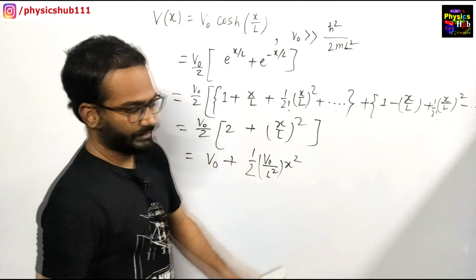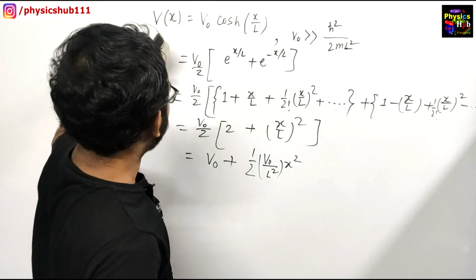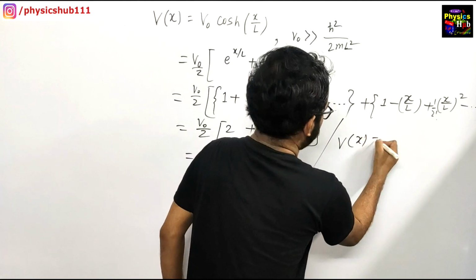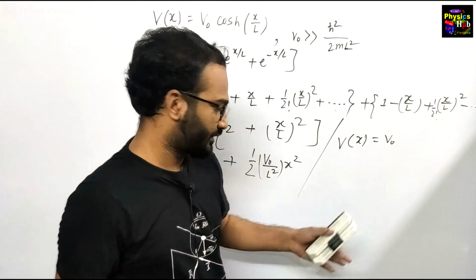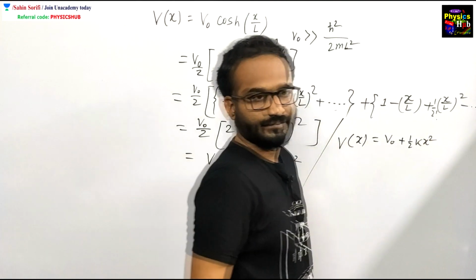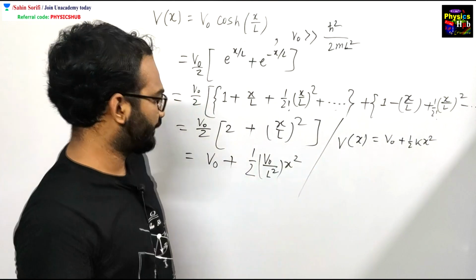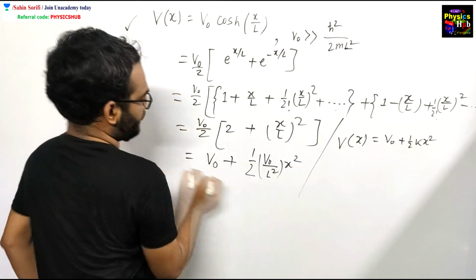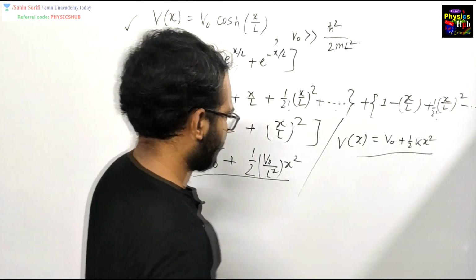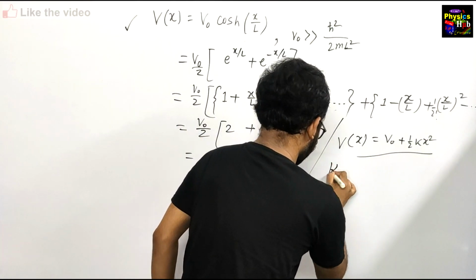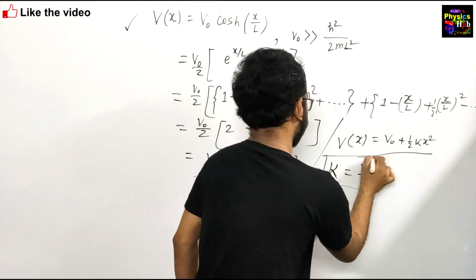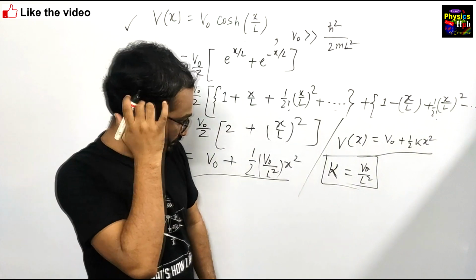Now you can compare this with the form of potential V(x) = some constant value V naught plus half k x squared. And what is k? If you compare this equation with this one, you can easily find out the value of k. k is a spring constant. k is equal to V naught by L squared. You know the value or importance of k in a harmonic oscillator.